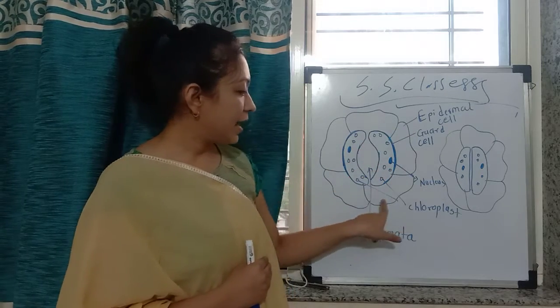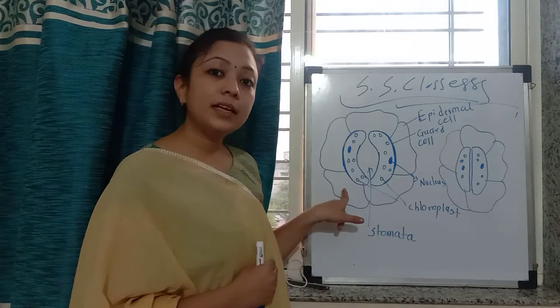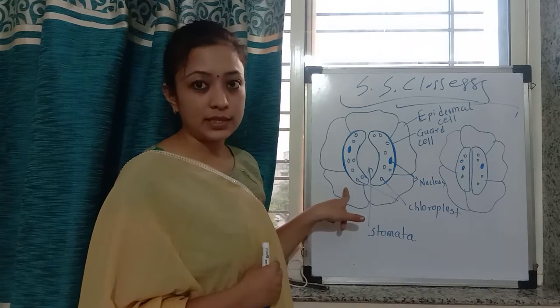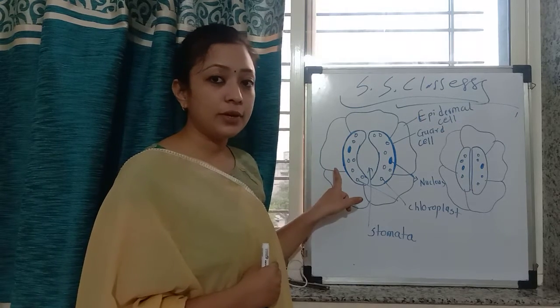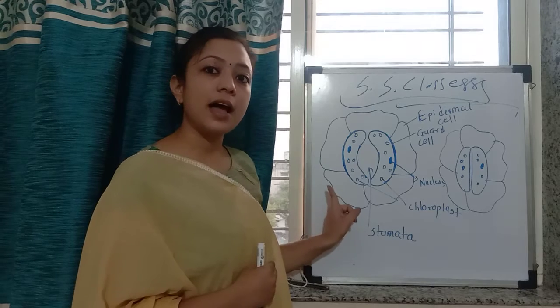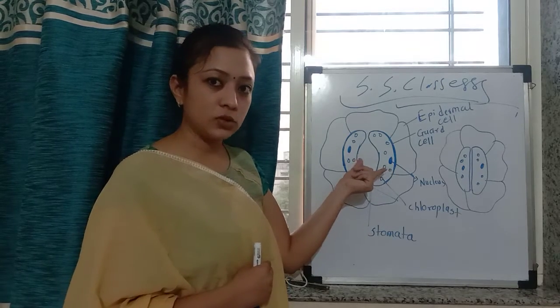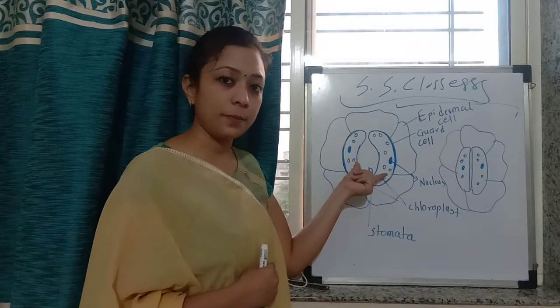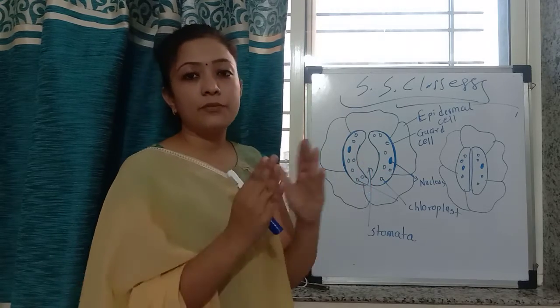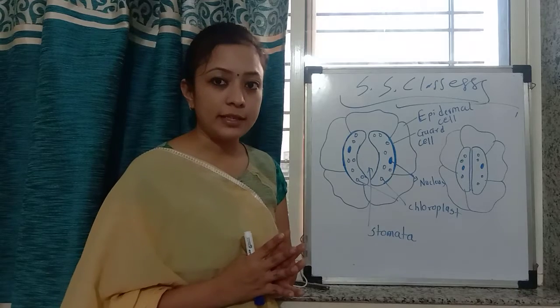These are the epidermal cells. The epidermal cells do not have chloroplasts in them. Listen carefully. Epidermal cells do not have chloroplasts, but the guard cells have many chloroplasts, so they can perform photosynthesis also. Now what factor is responsible for opening and closing of stomata?